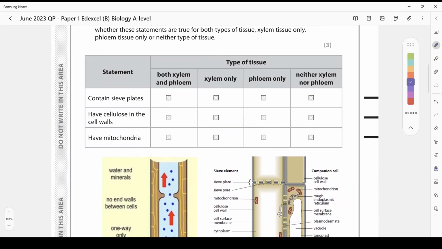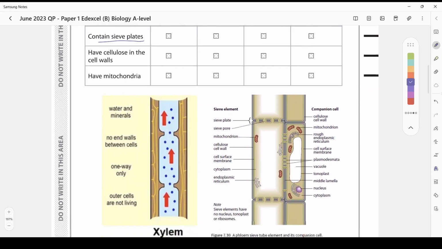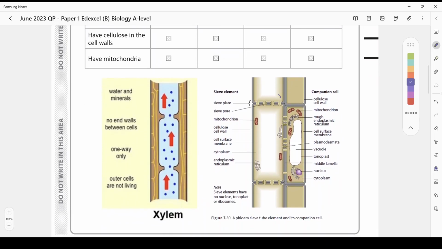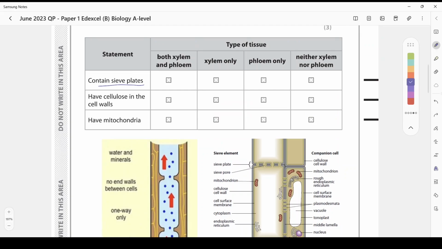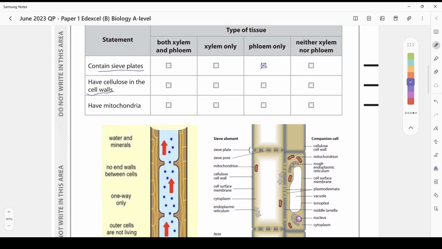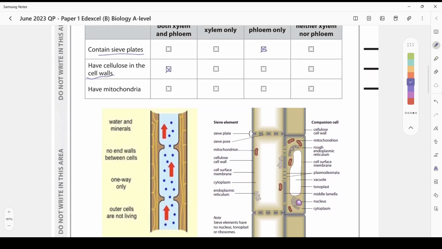Okay, let's go through them one by one. So let's look at the first row. It says contain sieve plates, and that is only present in the phloem, as you can see here. So this would be the sieve plates that are found in the sieve element of the phloem. The next part is have cellulose in the cell wall. That is true for both of them because they're both plant cells. And then mitochondria, that would only be true for the phloem.